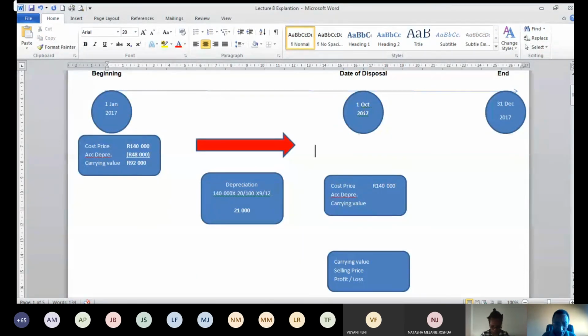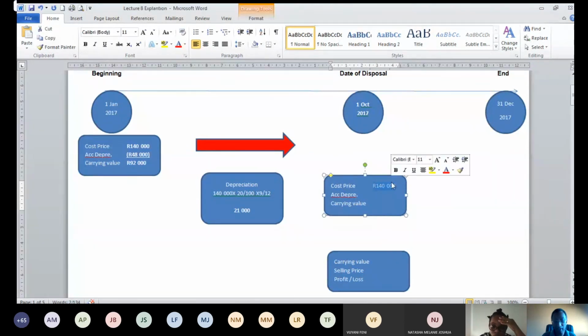So now we focus on the 1st of October. This is now the date of the asset realization. The cost price of the asset cannot change. We are talking about the purchasing price of the asset, and the asset was purchased for 140,000 Rand.